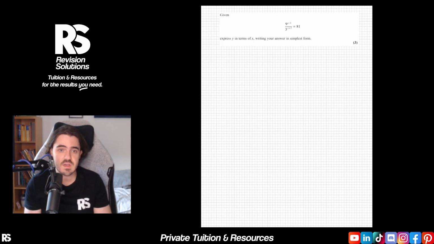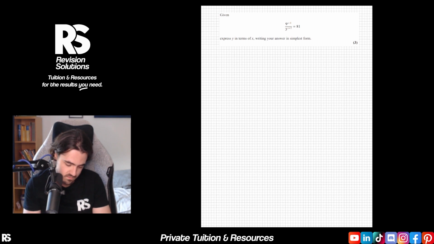So next up it says, given that 9 to the power of x minus 1, all divided by 3 to the power of y plus 2 equals 81, can we express y in terms of x, writing your answer in its simplest form? So the first thing I spot here again actually is that everything can be written in a common base of 3, because 3 squared is 9, and then 3 to the power of 4 is 81. So let's start by doing that.